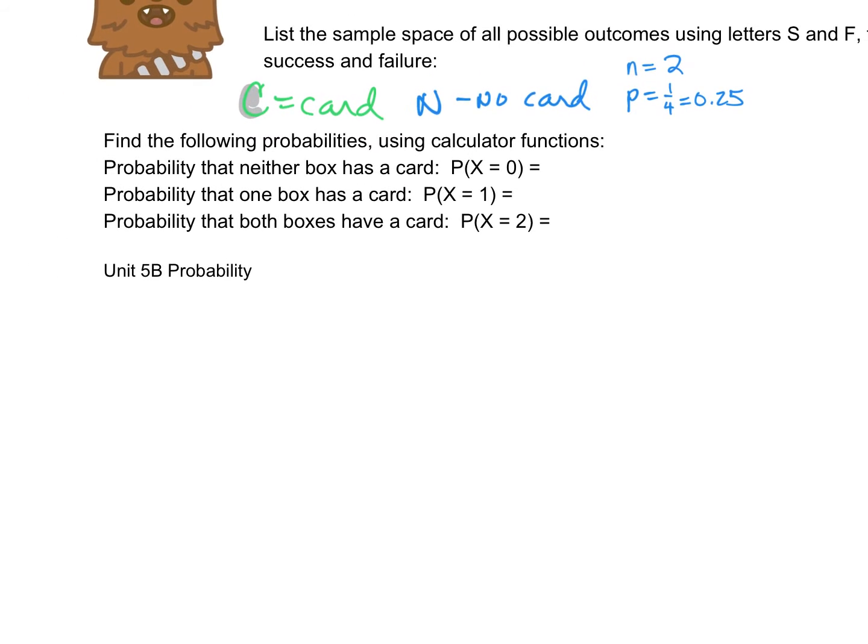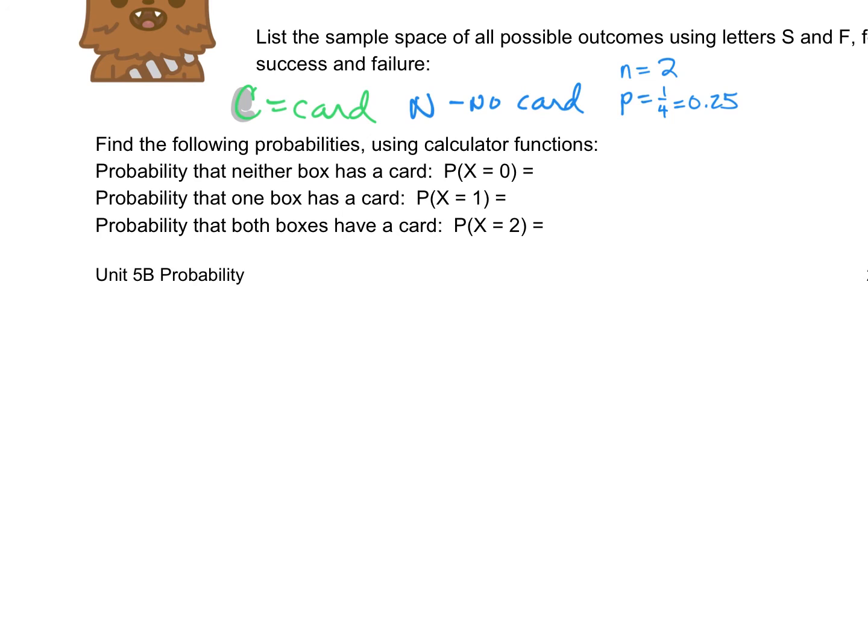So now it says find the following probabilities using your calculator function. How do we do that? Now, we could do this using a tree. You can tree diagram any of these if you like to.